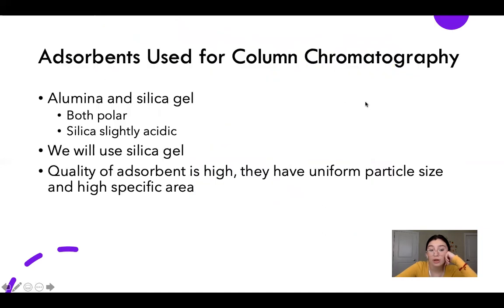Adsorbents used for column chromatography. Alumina and silica gel are used, but we will be using silica gel. Both of them are polar. Silica is slightly acidic. Silica is good because the quality of adsorbents is high. They have uniform particle size and high specific area, so that is really good.